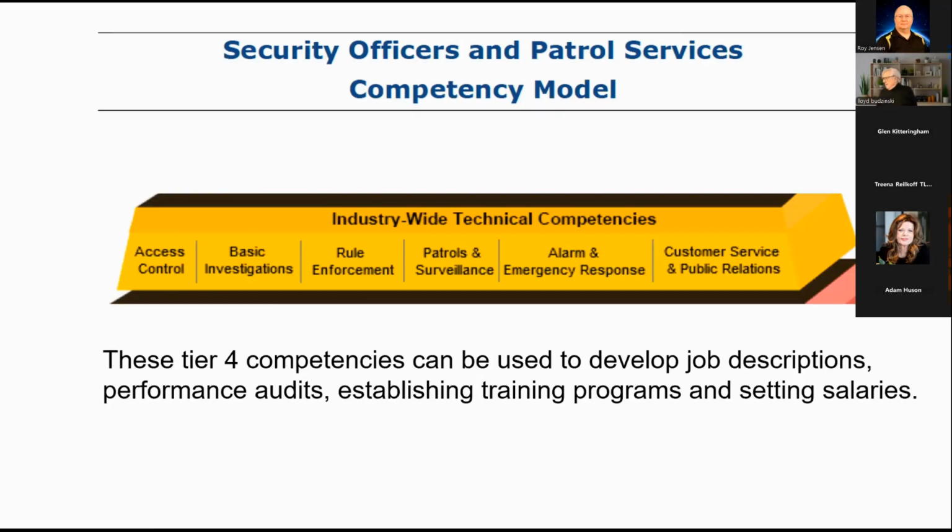So, as I said before, these tier 4 competencies, and all of the tiers 1 through 4, can be used to develop job descriptions. You can do performance audits: are they actually doing what they said they're doing? You can use it to establish training programs, and you can also use it to establish salaries or salary bands.